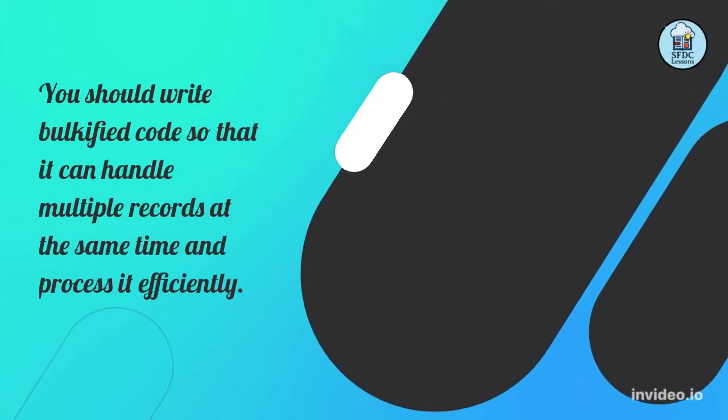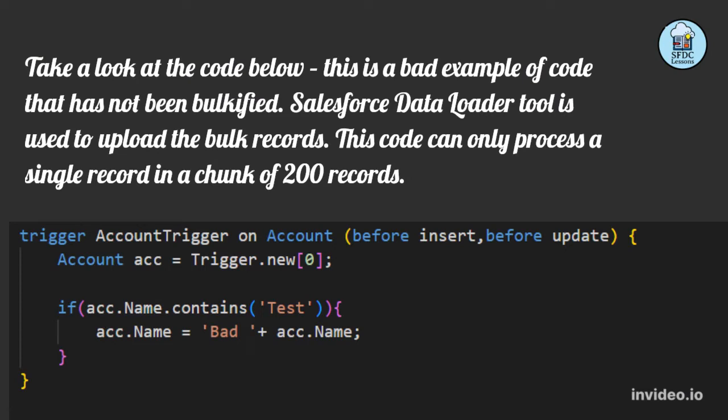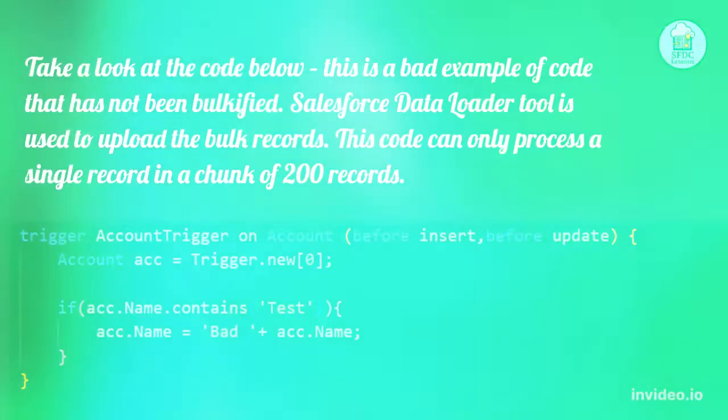Number 5. Bulkify your Apex code logic. You should write bulkified code so that it can handle multiple records at the same time and process it efficiently. Take a look at the code below. This is a bad example of code that has not been bulkified. Salesforce Data Loader tool is used to upload the bulk records. This code can only process a single record in a chunk of 200 records.